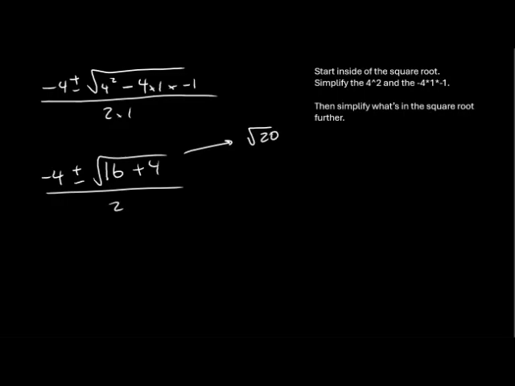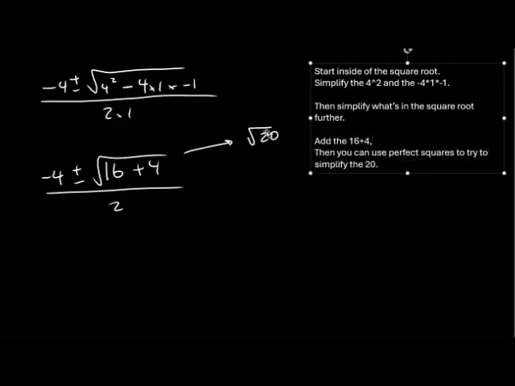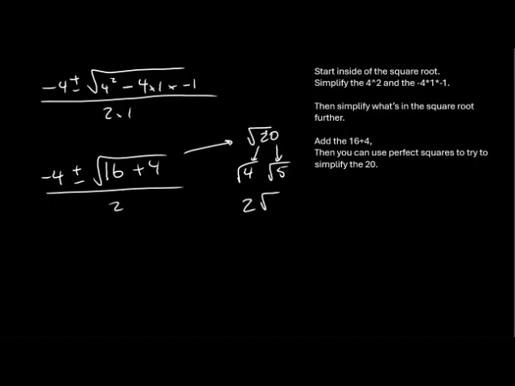Now let's try to split that square root using our perfect squares. There aren't that many perfect squares that are lower than 20, but what we could use is 4. That's our lowest perfect square that will help us here. And we can split that 20 into 4 and 5, because 4 times 5 would give us 20. However, square root of 4 is the same as 2, so we can say square root 20 is 2 root 5. So we will now have negative 4 plus or minus 2 root 5 divided by 2.